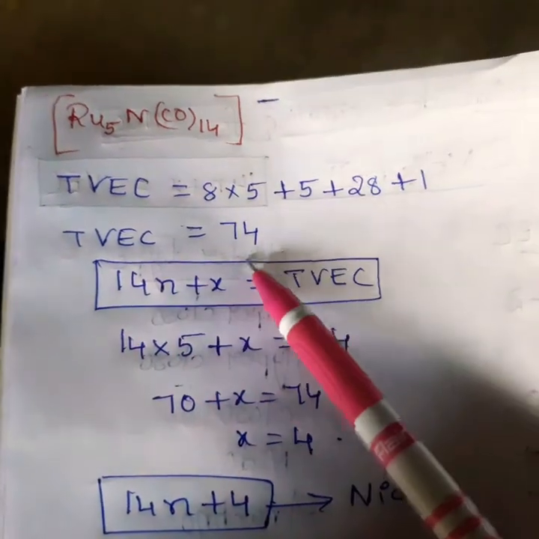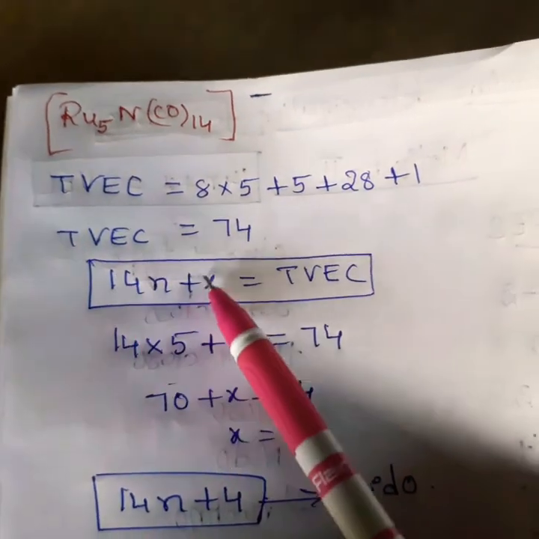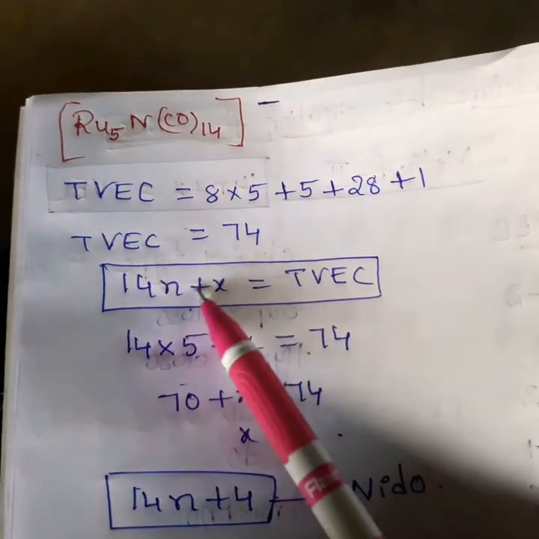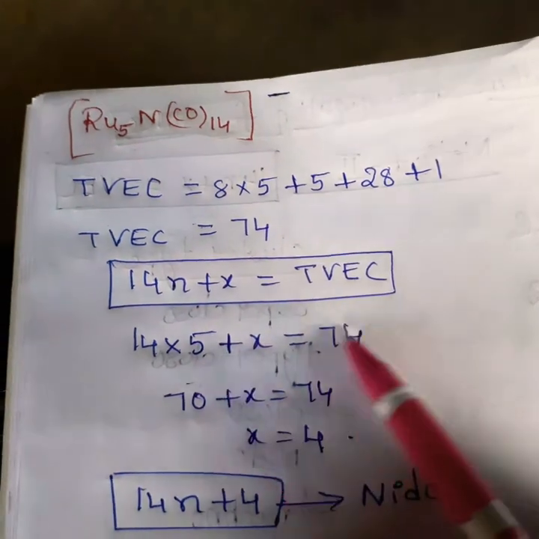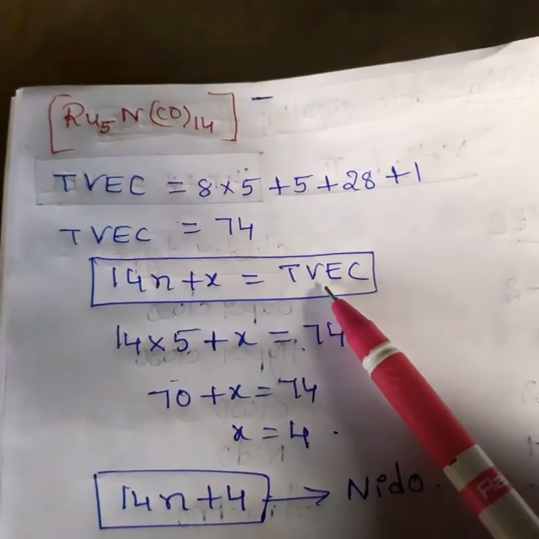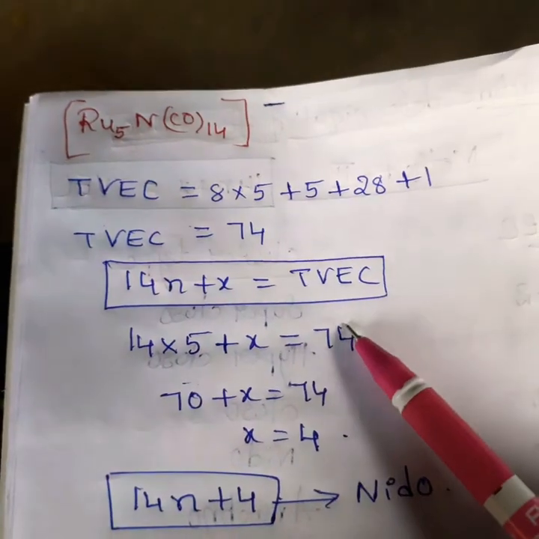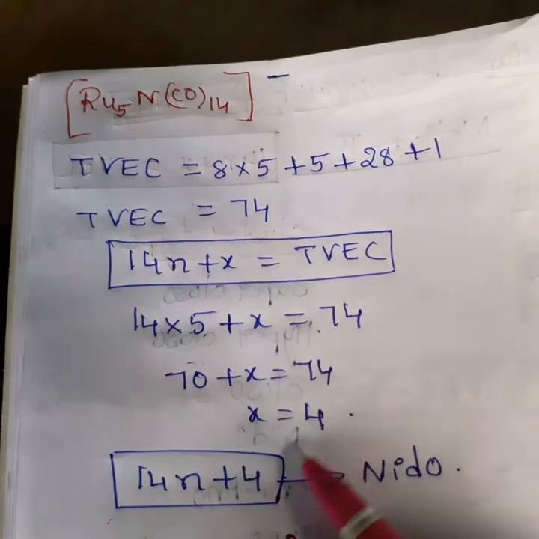And we just had to apply this. We know this is our main formula: 14n plus x is equal to the total valency electron count. We know n means the number of metals. So here we have 5 metals, so n is equal to 5. And we have already calculated the total valency electron count and we got 74. So here 74. And if we find x we will get 4.